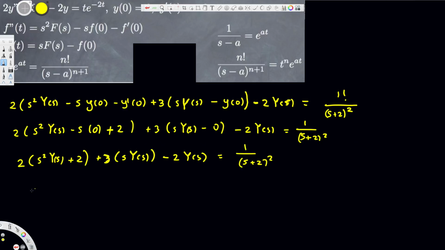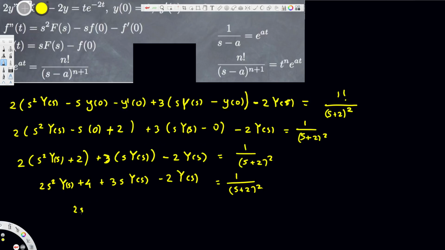Okay, now let's simplify this one. Here we are going to have 2s square Y of s plus 4, and then here we are going to have 3s capital Y of s minus 2 Y of s. After the equal sign we have 1 over (s plus 2) square. We can move this 4 to the other side because we are going to take Y of s common. Before we do that, let's take this 4 to the other side.